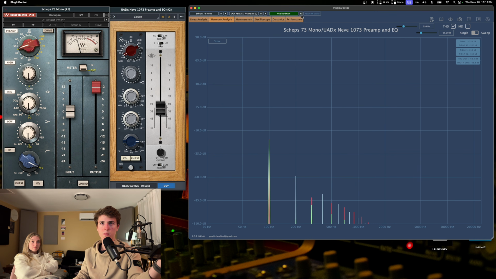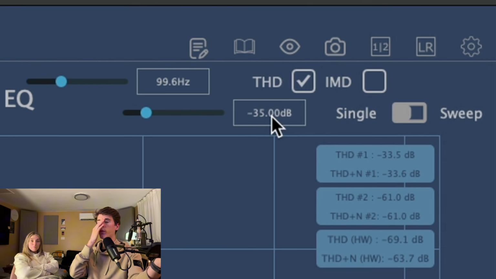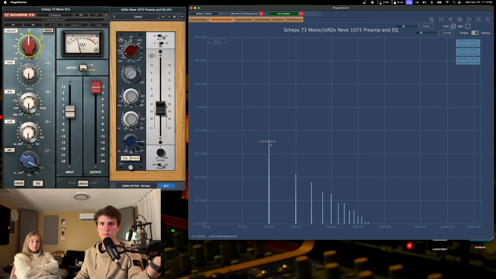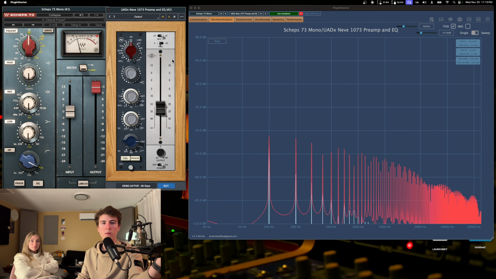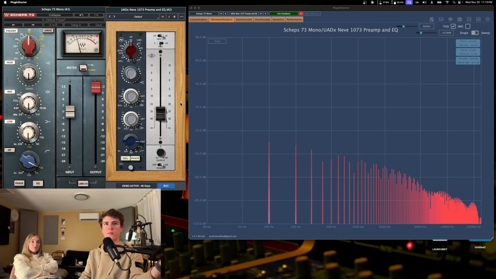Let's do full blown. Okay. This is at negative 35. We'll stick to negative 35 for now. There you go. Wait, try the Waves with the drive first.